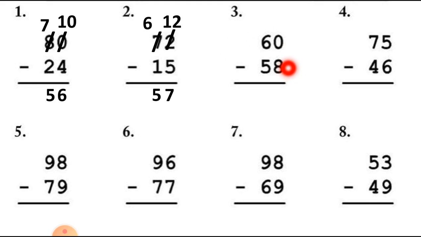Here is the sum number 3, which is 60 minus 58. So students, here is a 0 and 8.